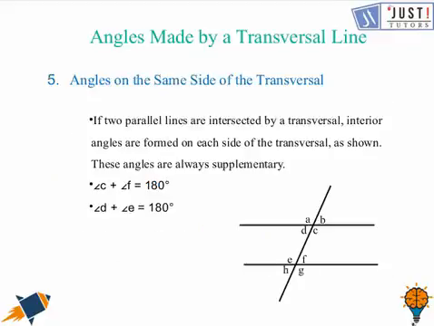Then we have angles on the same side of the transversal. So like these two are parallel lines and this is the transversal. The interior angles formed on each side of the transversal are supplementary. So that means angle C plus angle F is 180 degrees. Angle D plus angle E equals 180 degrees.